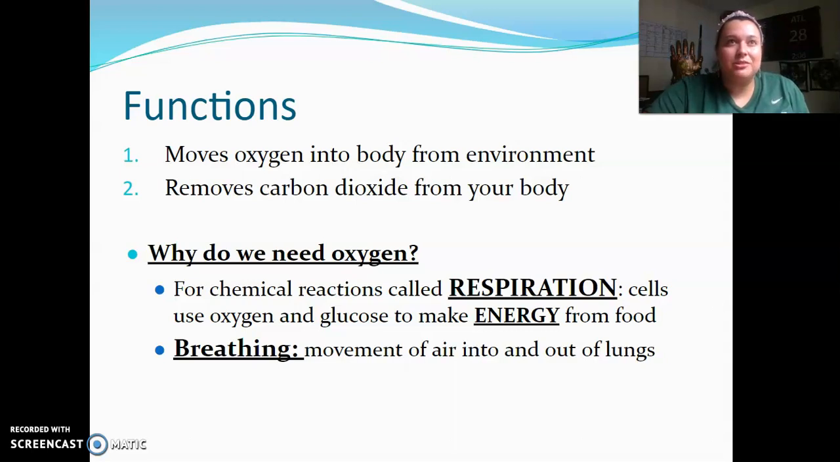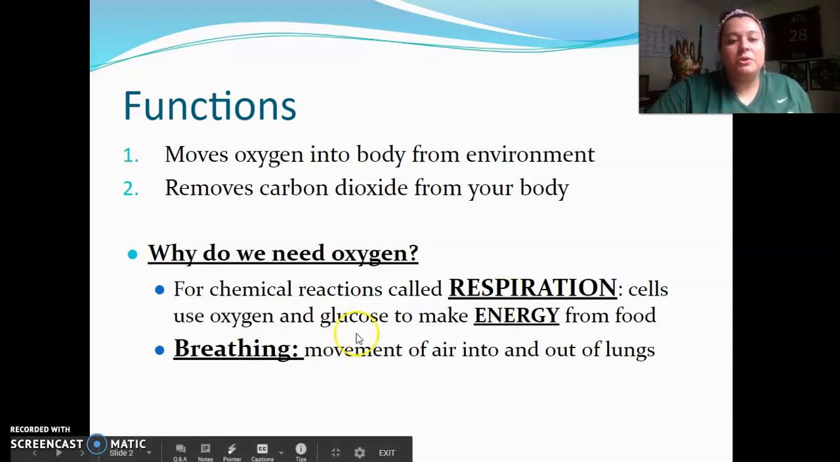So basically what ends up happening is if you don't have any oxygen, you don't have any energy, and then your body dies. So you need both of those things to make energy, the oxygen and the nutrients from your food, which is called glucose. It's a type of sugar.